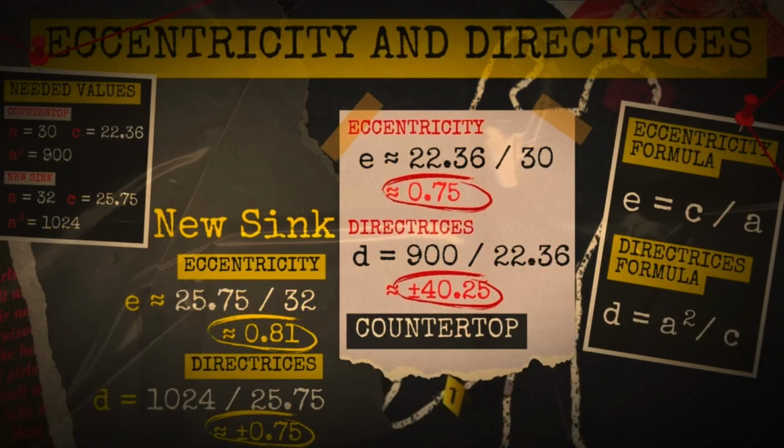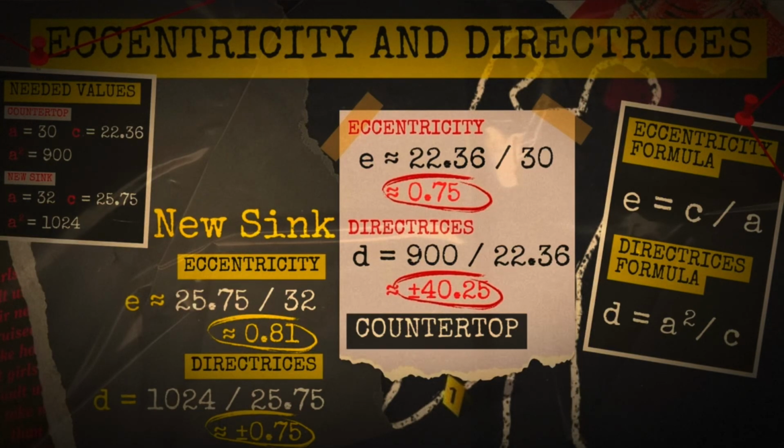Next, let's determine the eccentricity and directrices of each of the following ellipses. In getting the eccentricity, we follow the formula e is equal to c over a. And for directrices, we follow the formula d is equal to a squared over c. Now that I've mentioned the formulas, we can say that the values needed in order to get the eccentricity and the directrices are a squared and c.